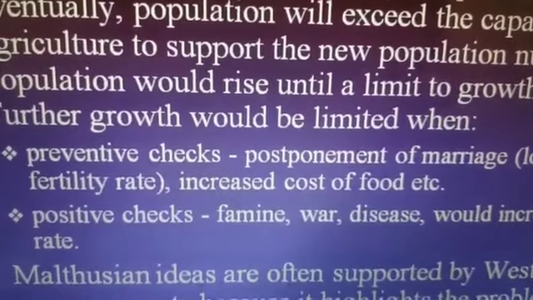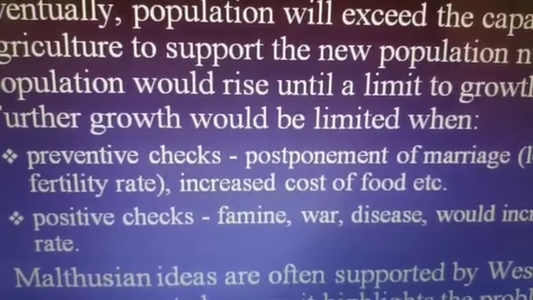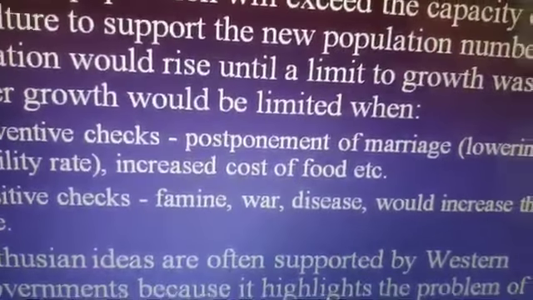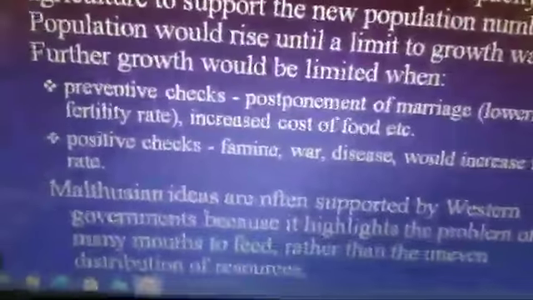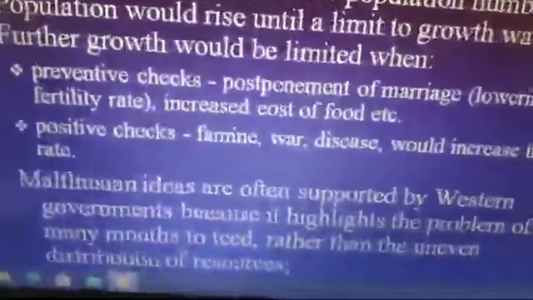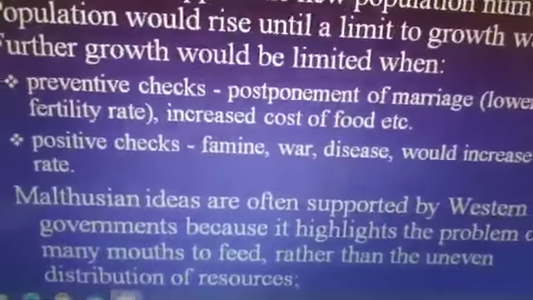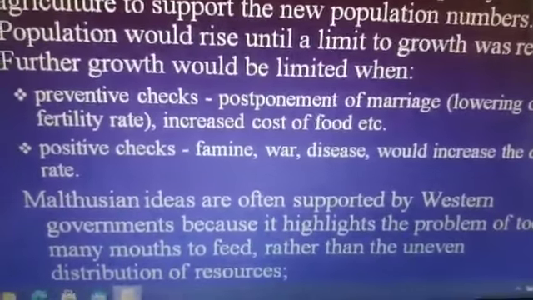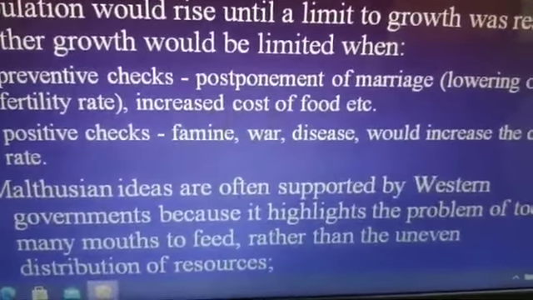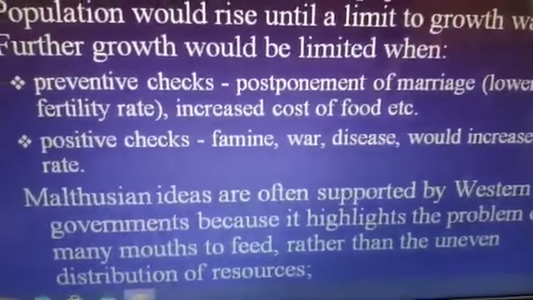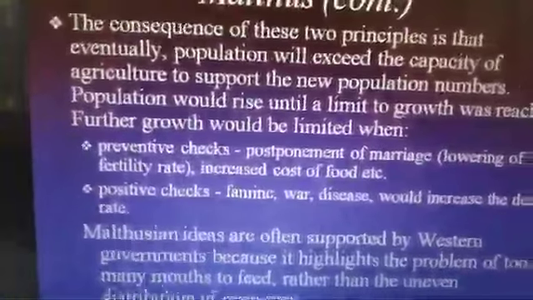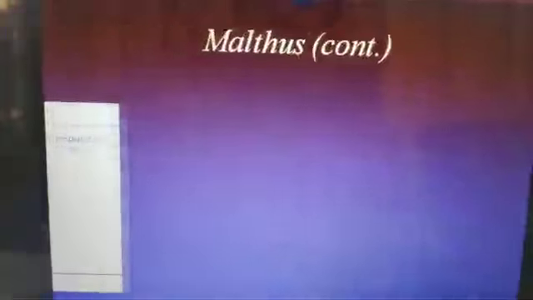Then Malthus said the positive checks are famine, war, and disease. These would increase the death rate. Malthusian ideas are often supported by Western governments because they highlight the problem of too many mouths to feed rather than the uneven distribution of resources. So this is a very basic theory of population which you should understand.